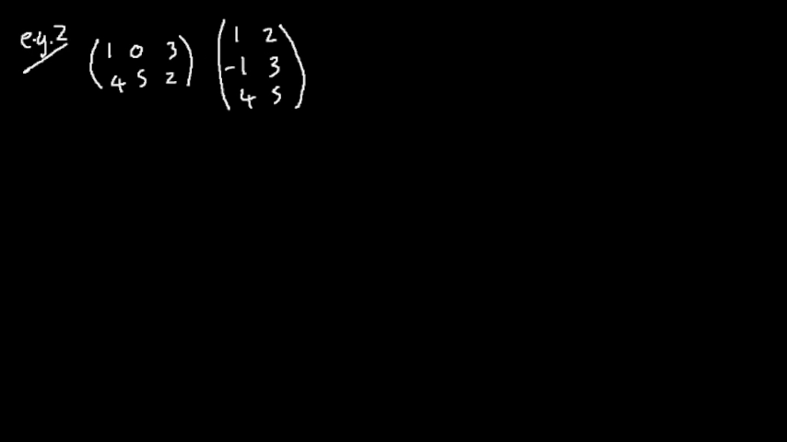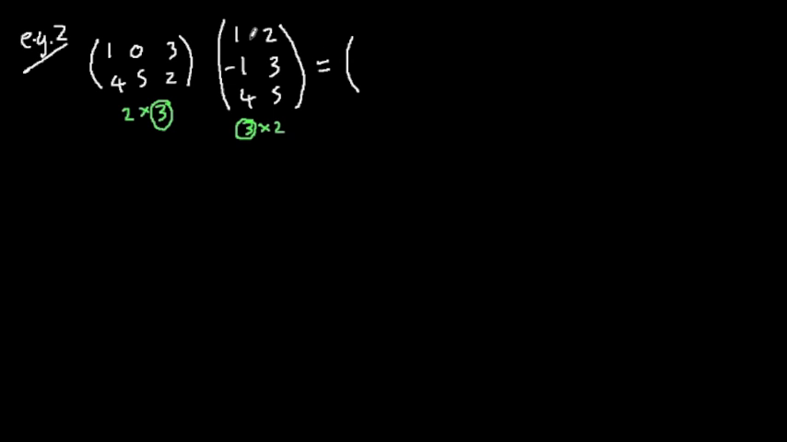But if we do our check, this is a 2 by 3, and this is a 3 by 2. As we can see, the middle numbers are the same, so we can do the matrix multiplication. And the product of these two matrices is going to be a 2 by 2 matrix. So the product isn't always the same dimension as the matrices which you're multiplying. Okay, so it's going to be a 2 by 2.